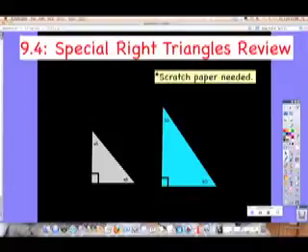Okay, so we're on special right triangles, sticking with the formula. And then we had one trick yesterday, in case it didn't fit the formula perfectly. I'm going to show you one more trick that might happen. It's not very often, but it does come up.